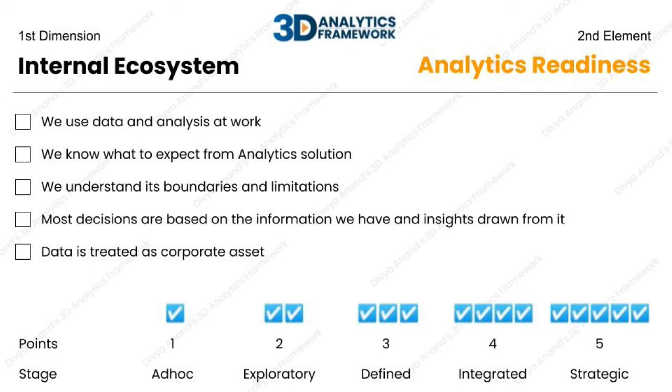This is the second element, analytics readiness. Here we are looking at how matured is our organization to understand the benefits of data and analytics. When we refer to organization, we are basically looking at the people, right from individual contributors to managers to leaders. It is important for each one of these stakeholders to know the benefits, boundaries, and limitations of this subject. It is only then they would be able to apply the subject wisely. Pause again and check on how many points you will give to your organization on this element.